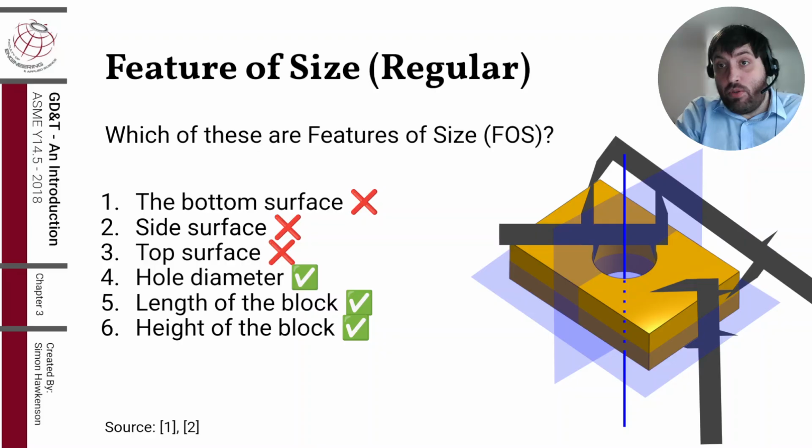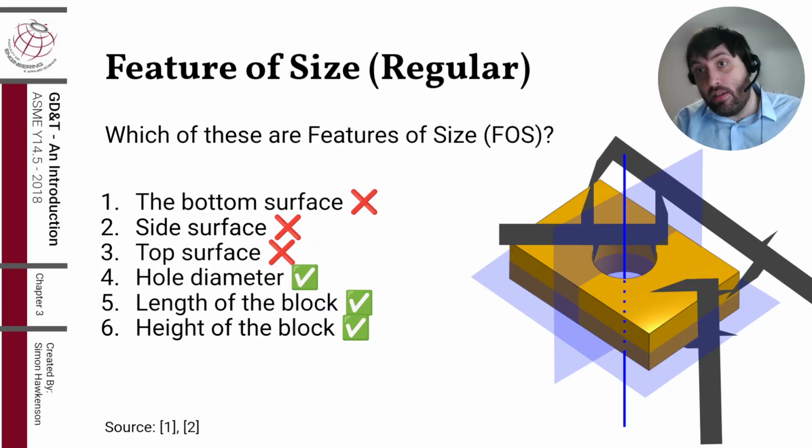This obviously wouldn't be true. It wouldn't be identical on all sides if we span a measurement across multiple features. The caliper teeth reach equally on all sides of the reference. So that's what allows it to be a regular feature of size.